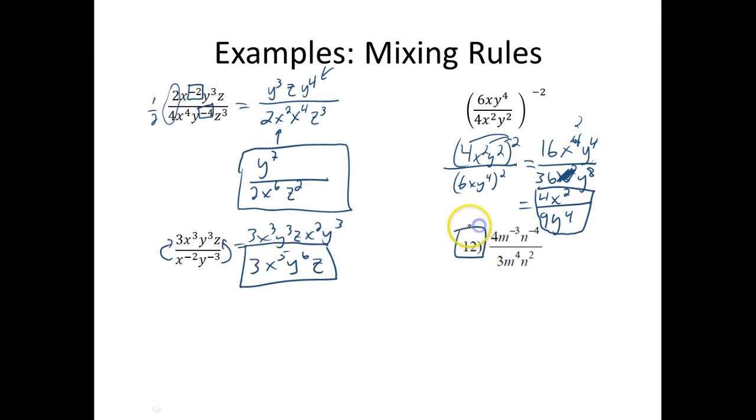Last one is one from your worksheet. So if you want to pull out your yellow sheet and give this one a shot. Oh, no, not a yellow sheet. Sorry, we have a new sheet today. It's green, I believe. It's the negative exponents one for 7.3.